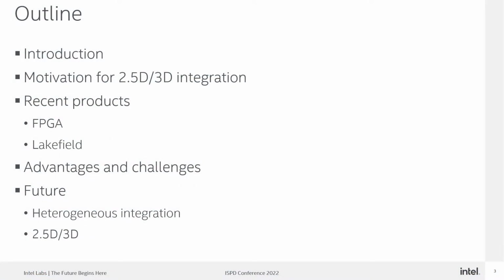The outline of this talk is as follows. We will introduce the problem: why do we do this integration, and why do we pay that extra cost of assembly and bringing everything together. Then we will go through deep dives on two recent products, FPG and Lakefield. Then we'll talk about advantages and challenges that remain. And then we'll talk about the future: where are we going with heterogeneous integration and also 2.5D 3D attachment methodologies or methods.